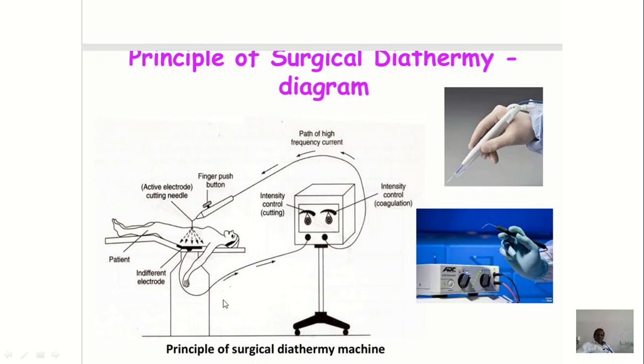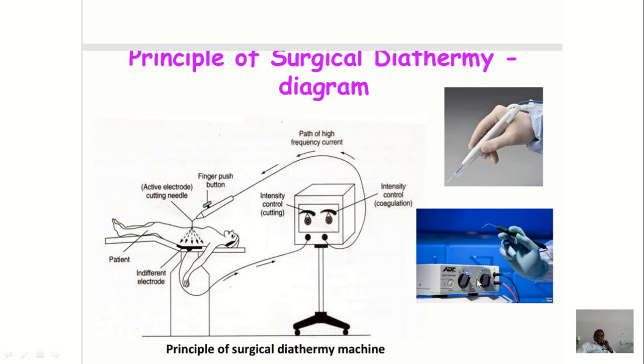So this is the principle of surgical diathermy. Very simple. From the positive terminal, the needle is connected. The current coming from the needle flows through the body. All the current is collected by the indifferent electrode, then it returns to the equipment. The circuit is completely closed. On the right side you can see the needle electrode. Below that you can see a diagram of the surgical diathermy machine, the electrodes, and how they are connected.